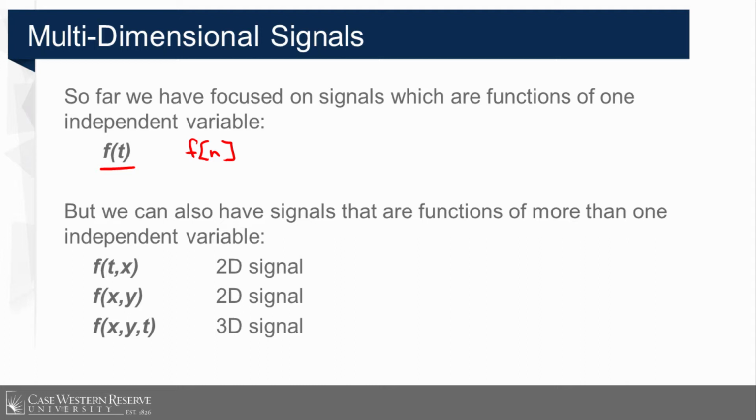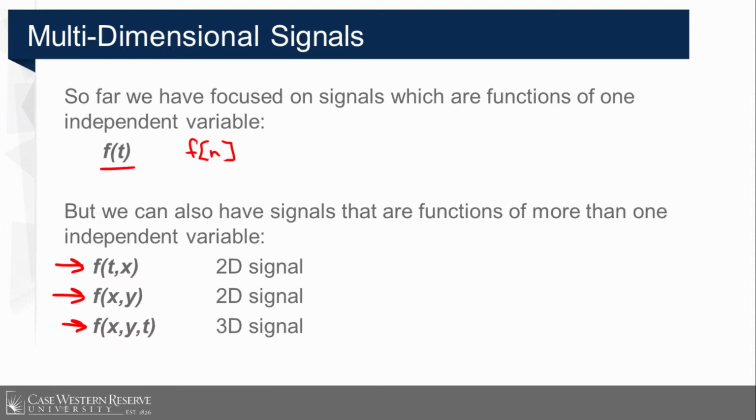For instance, we could have a two-dimensional signal that's a function of both time and position. So for instance, f of t and x. We could also imagine a two-dimensional signal where the two independent variables are spatial positions. So this would be f of x and y. We can also have higher dimensional signals, for instance this f of x, y, and t, which is a function of space in two directions and also a function of time. And we can go on and on with these multidimensional signals.